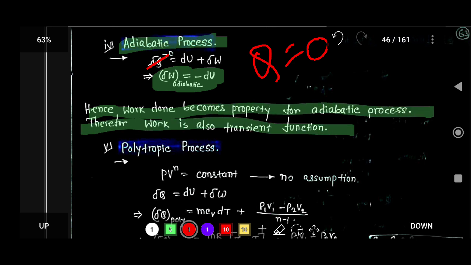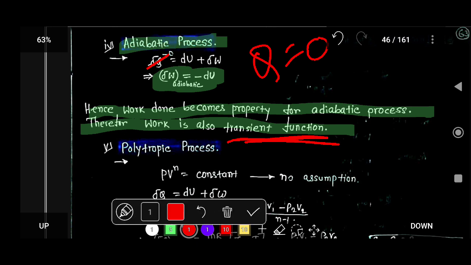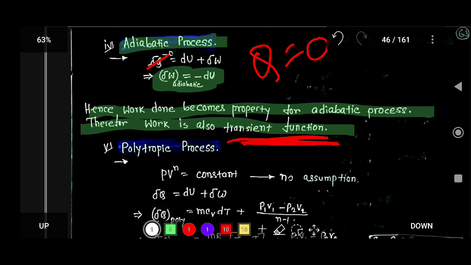So here this is a transient function because it is a point function as well as a path function. So that is why you can say that it is a transient function.